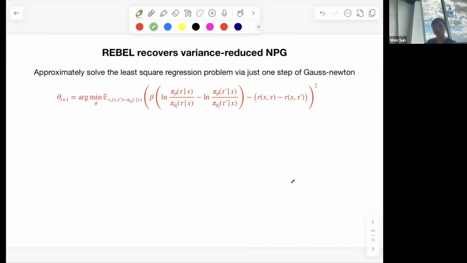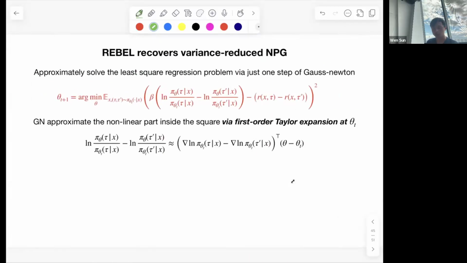Let's say I want to solve this least square regression minimization using one-step Gauss-Newton. Okay, you may have heard about Newton's method, but you probably don't know what Gauss-Newton is. Okay, let me explain this to you. So this applies to square losses, in this case. What Gauss-Newton is going to do is basically go inside the square loss, replace the nonlinear part inside the square loss by its first order Taylor expansion.